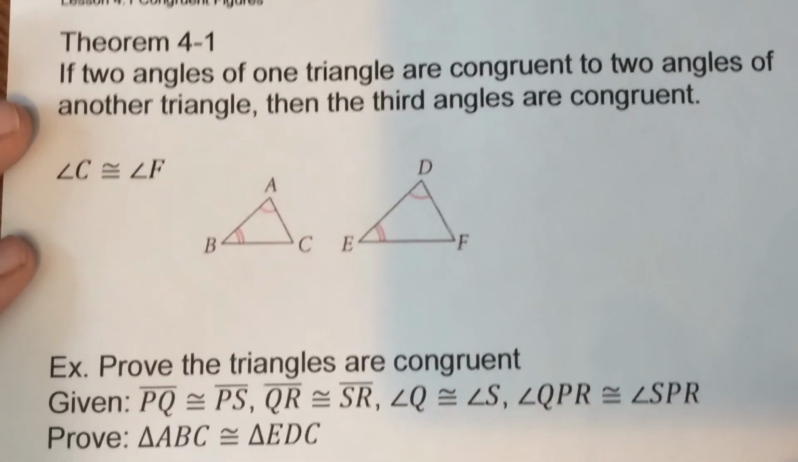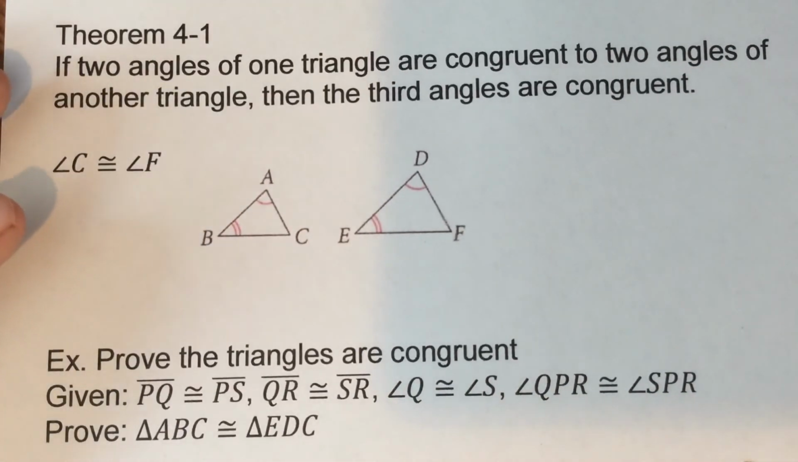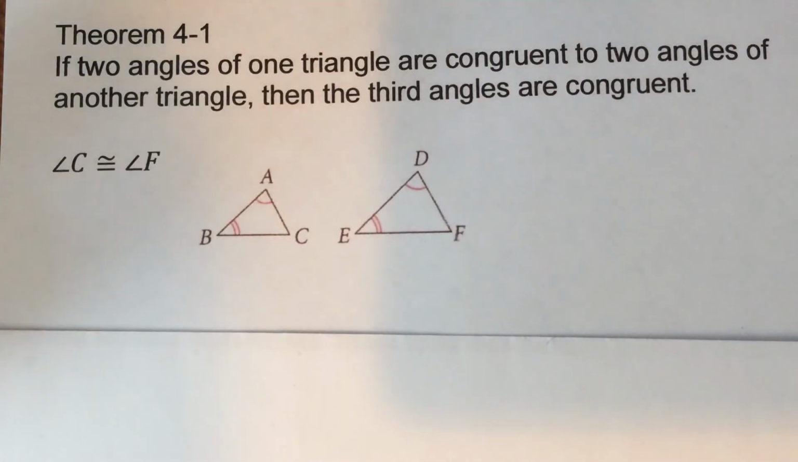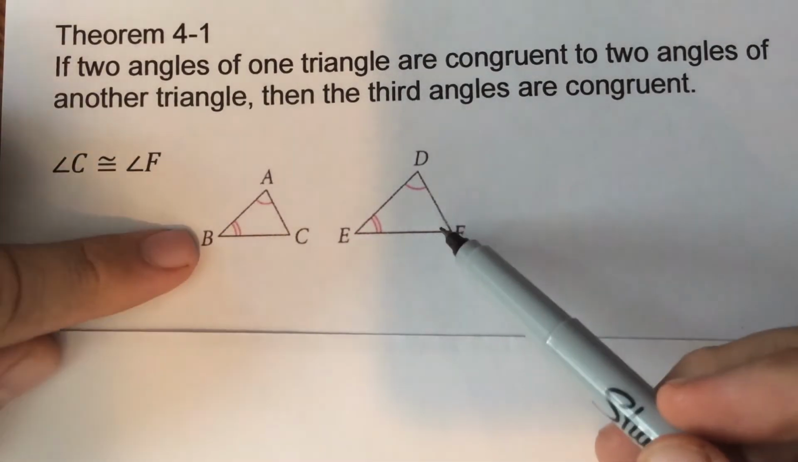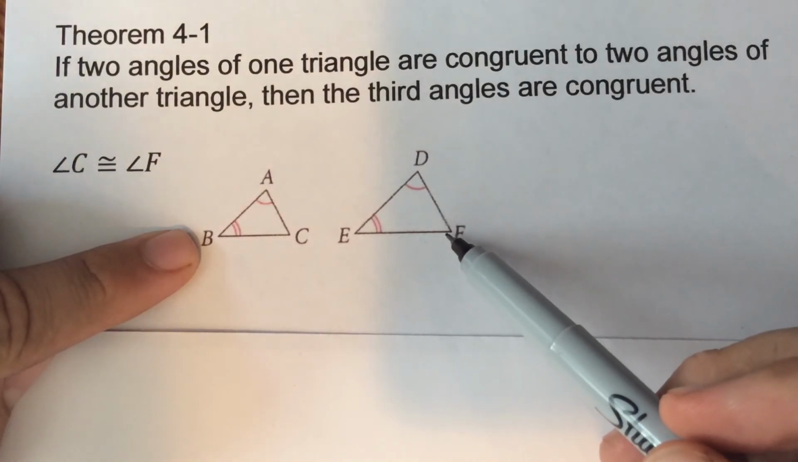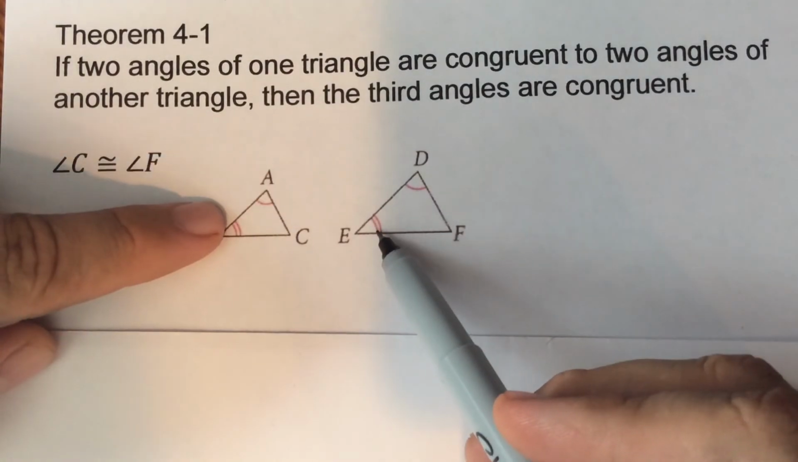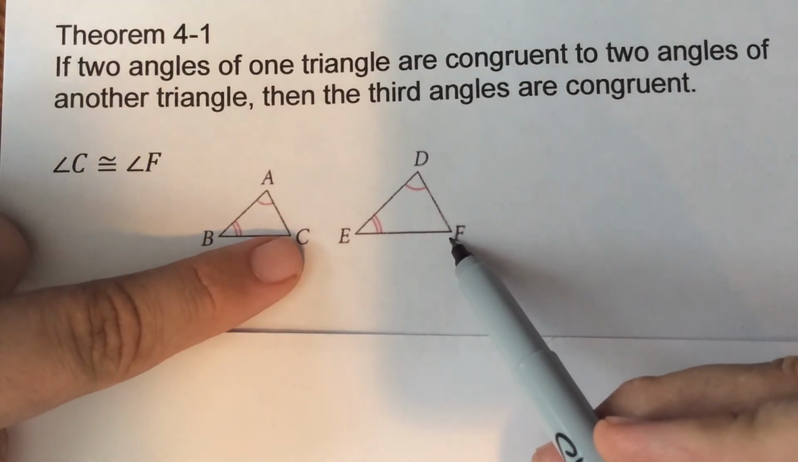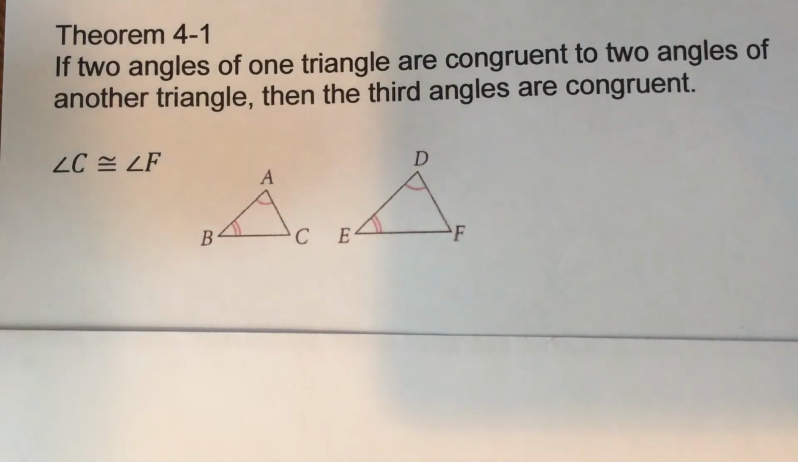So next we have Theorem 4.1. Theorem 4.1 says that if 2 angles of one triangle are congruent to 2 angles of the other triangle, so if we have 2 sets of angles that are congruent, then we know the third set is going to be congruent as well. Well, it makes sense because each triangle, no matter what, is going to add up to be 180. So if we have 2 sets that are the same, 2 angles that are the same measure, the last angles have to be the same measure then. That's where that theorem's coming from.